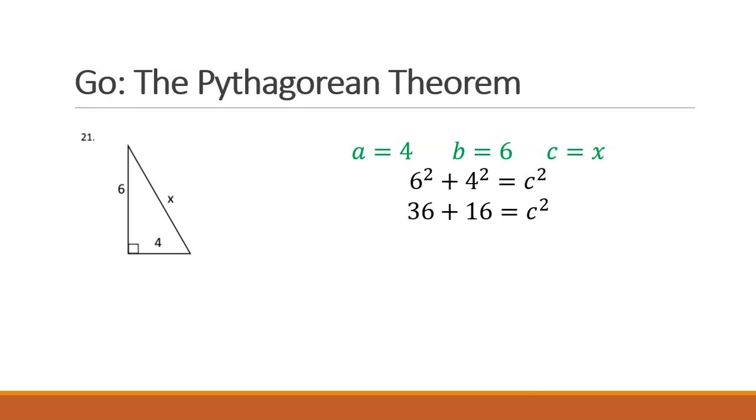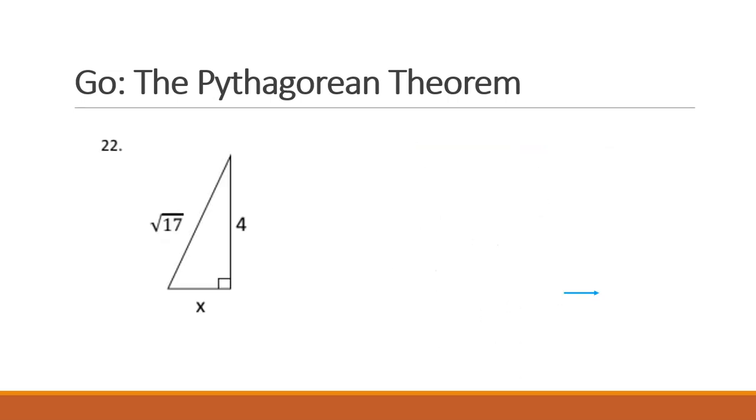6 squared is 36 and 4 squared is 16, so we have 36 plus 16 equals c squared. 36 plus 16 equals 52, so we have 52 equals c squared. Now we will take the square root of both sides of the equation, and we have c is approximately 7.21.